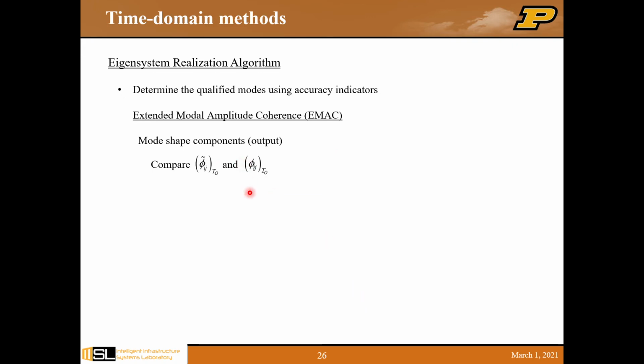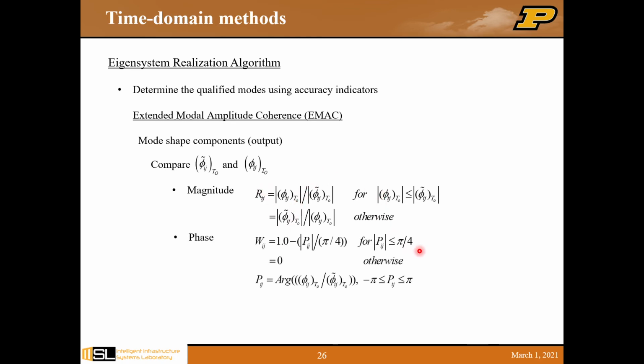And for comparison, because they are complex numbers, we first compare their magnitude, obtaining the ratio of their magnitudes. Second, we also compare their phase difference. This is the formula to quantify the phase difference. And eventually we can obtain the output EMAC, which is equal to Rij times Wij, combining the magnitude comparison and phase comparison.